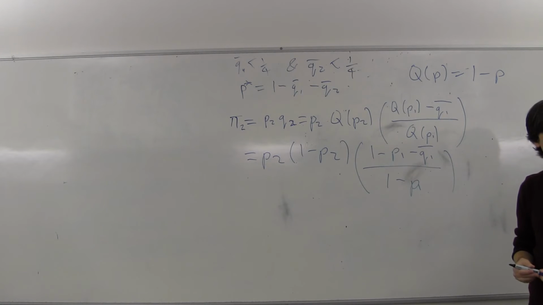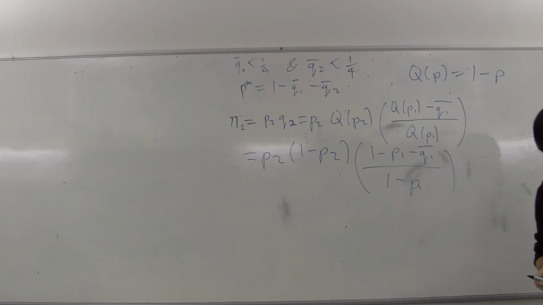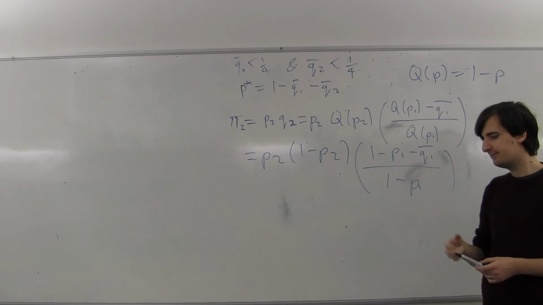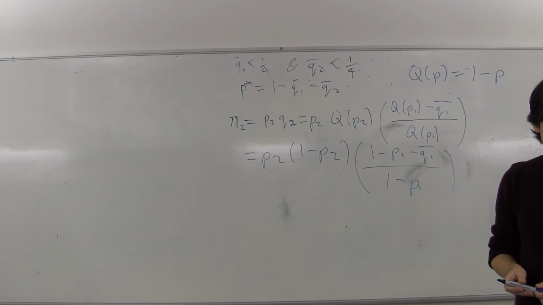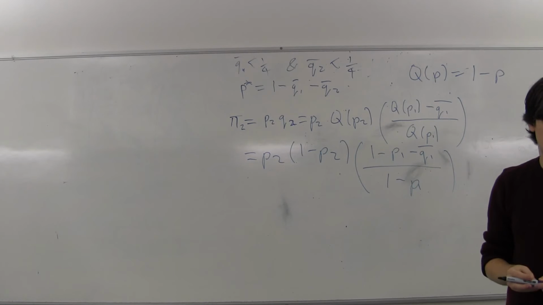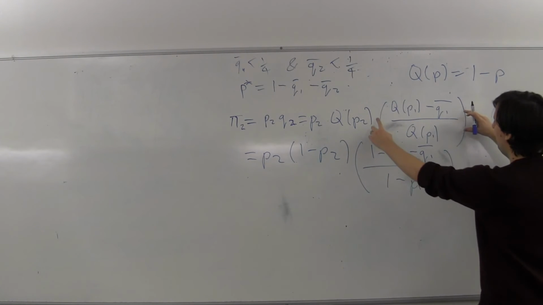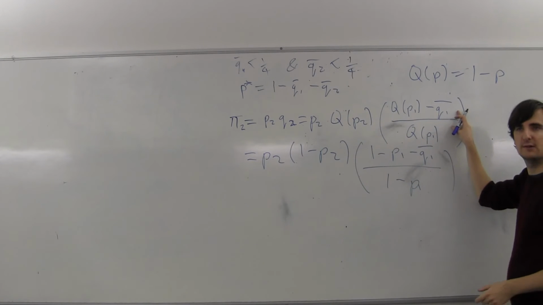Are you confused? I didn't know where that Q of P1 minus Q1 bar comes from. So this was our definition of proportional rationing. Remember, under proportional rationing, you had a probability. This thing here was your probability of getting rationed.